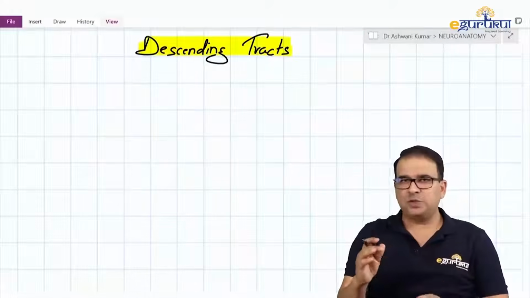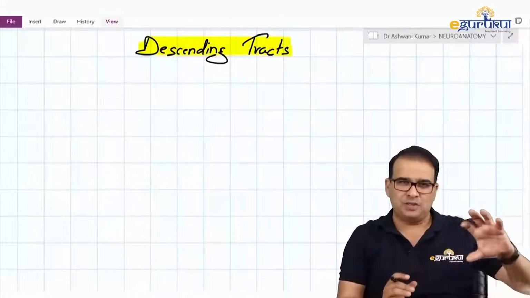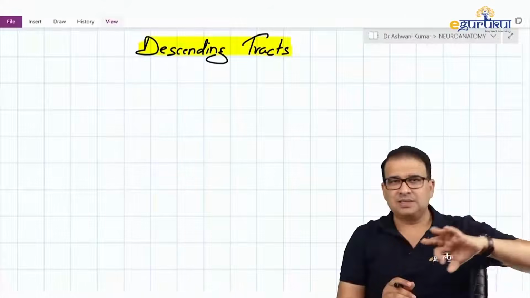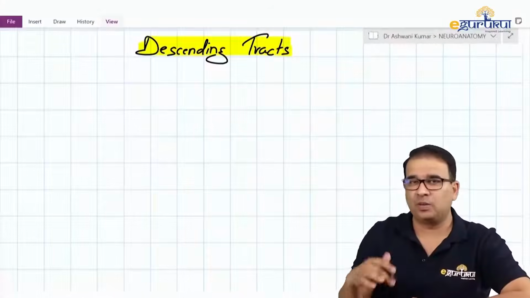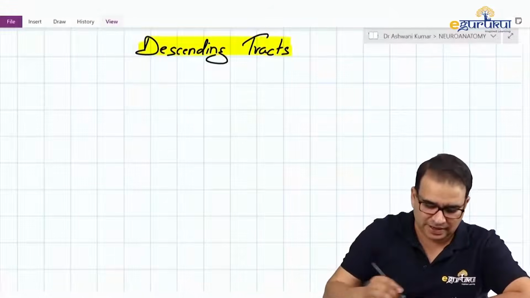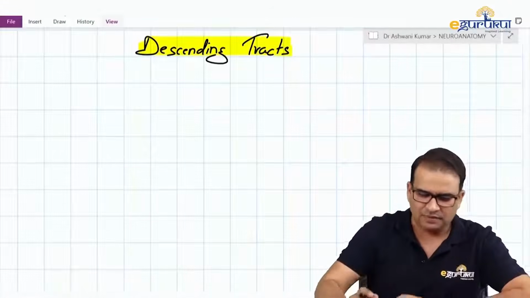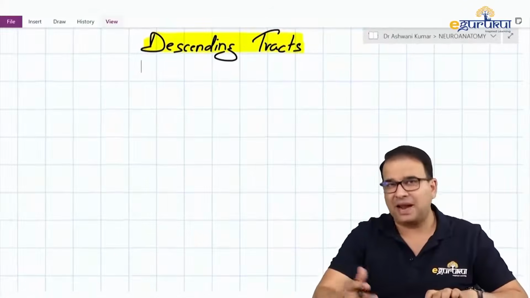We'll go the same way. First, we'll see the location of the descending tract on the spinal cord, and then we're going to discuss where those tracts are located, what their function is. Then we'll trace the descending tract one by one in detail. In fact, we'll only talk about the pyramidal tract in detail.